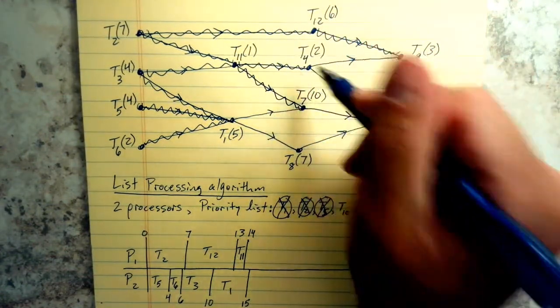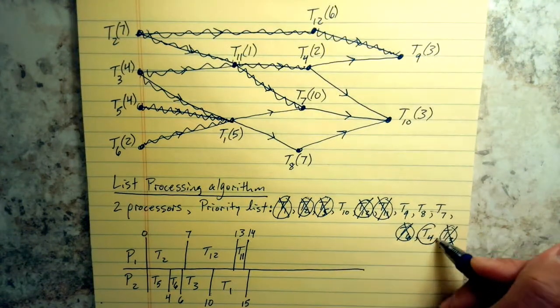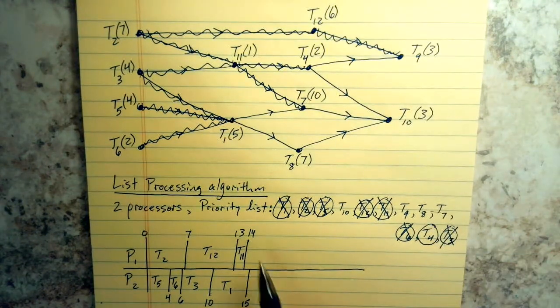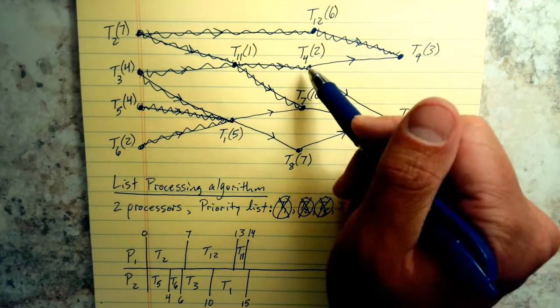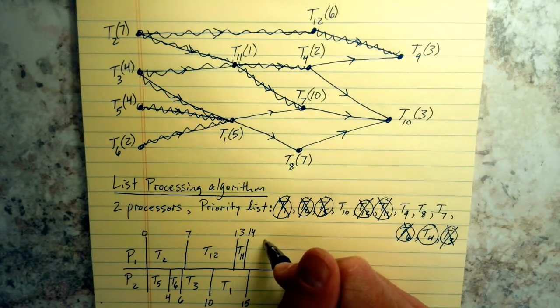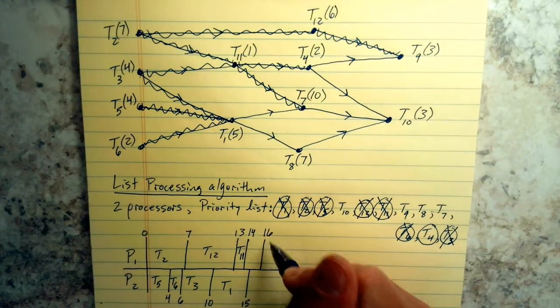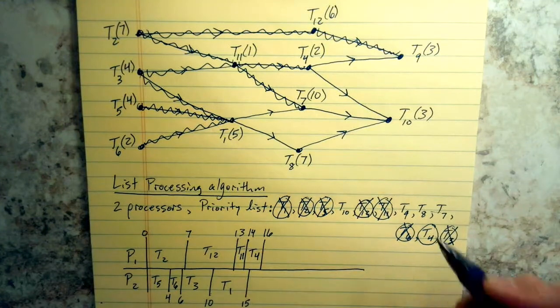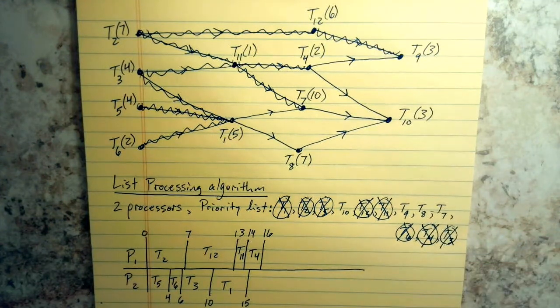We have 1 update to make, 4 is now ready. And we're at time 14. Remember 1 is still running here, so we haven't taken that away. So we scan across, and 4 is the first thing that I come to that's ready. Task 4 takes 2 units of time, so that's going to take us here to 16. That's task 4. It's been scheduled.